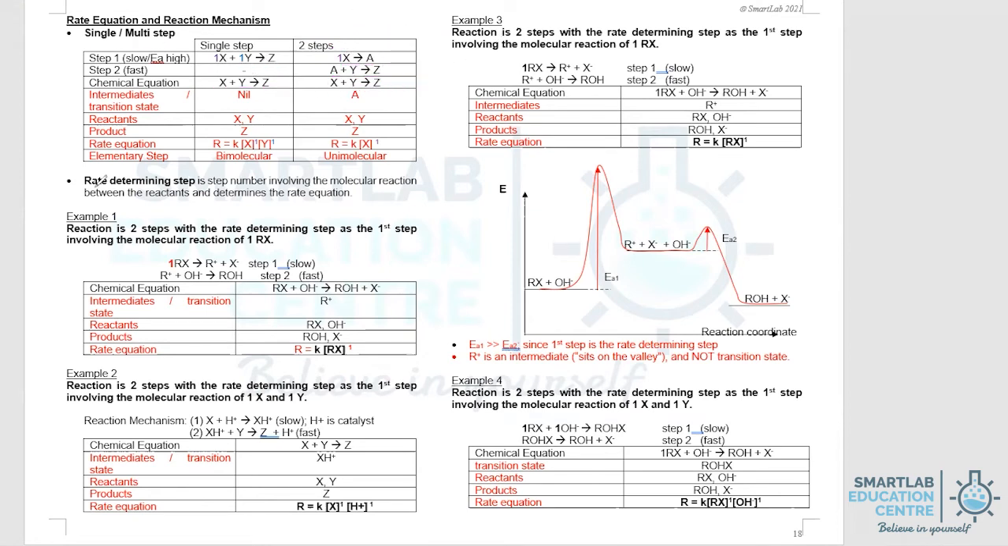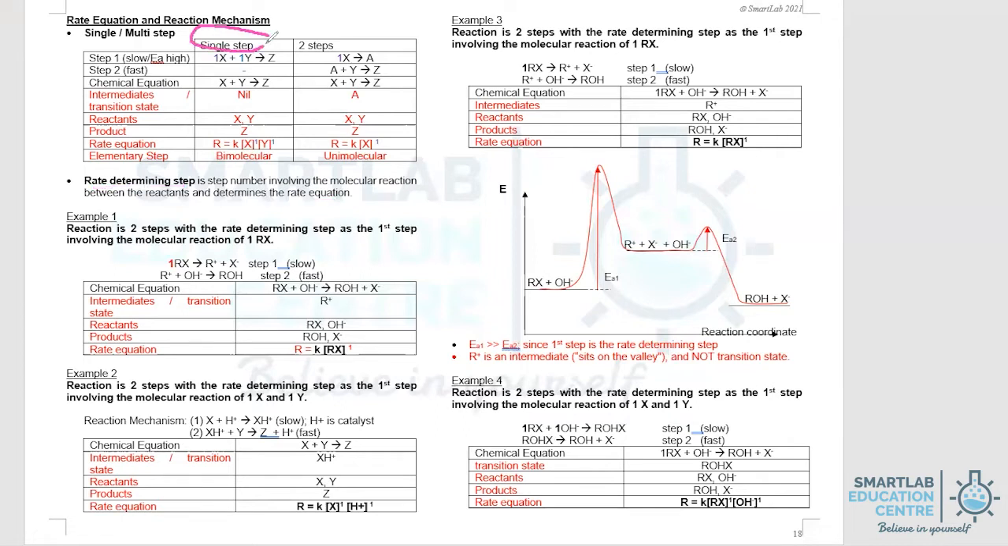The next important thing in the reaction mechanism is to identify which one is the rate determining step, RDS in short. Rate determining step or RDS is the slowest step among all the steps that takes place in the reaction mechanism. And from the rate determining step, we are also able to derive the rate equation. Let us take a look.